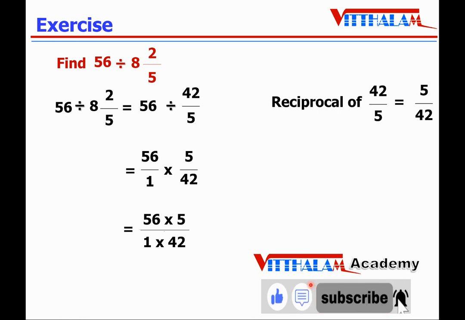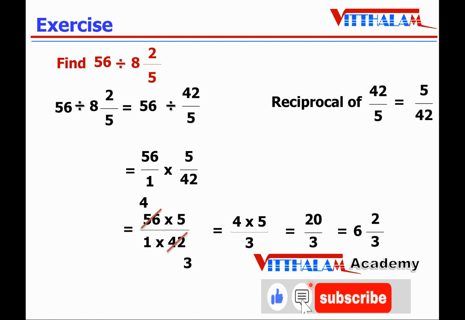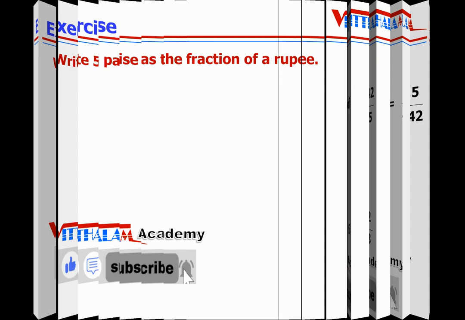The highest common factor between 56 and 42 is 14. So 14 threes are 42 and 14 fours are 56. So 4 into 5 upon 3 equals 20 by 3, which is improper. Convert to mixed, that is 6 2 by 3. Correct? The final answer should be in either a proper fraction or a mixed fraction. Never leave it as an improper fraction. Let's do one more exercise.